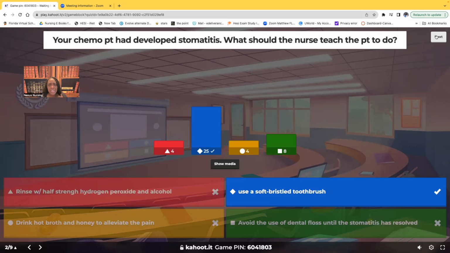No. If anything, it's going to be lukewarm. I didn't even say warm. I said lukewarm because it's already tender. It already hurts. We're not going to have them put anything hot in their mouth.